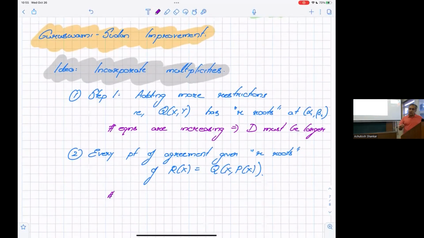every point of agreement. Here, what happened is the number of roots. Every point of agreement previously contributed to just one root for R of X. It's going to contribute R roots. Therefore, here what we need is, this will require D to be just larger than P by R.